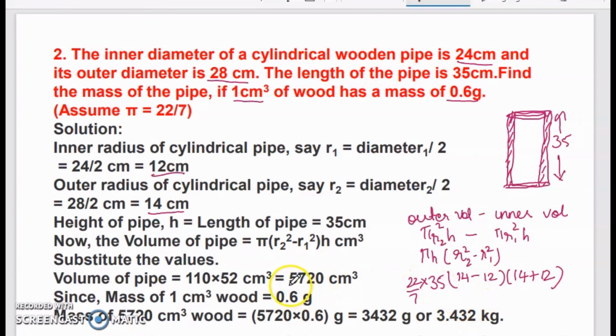Now volume is coming in centimeter cube. You have to find the mass. So for 1 centimeter cube, the mass is 0.6 gram. For 5720 centimeter cube, it will be 5720 into 0.6. So that is coming as 3432 grams. If you want to convert it into kg, then you can write it as 3.432 kg.